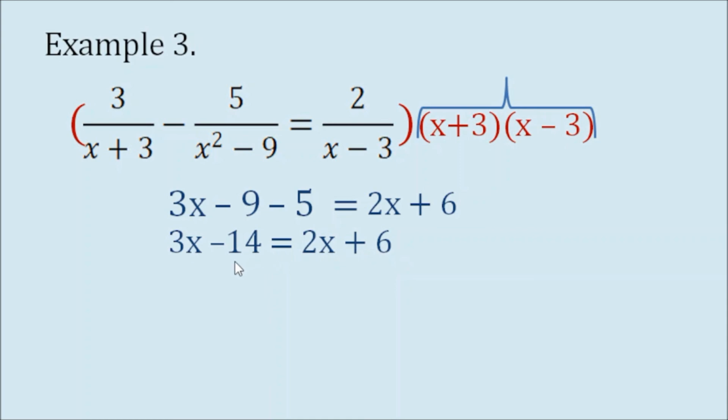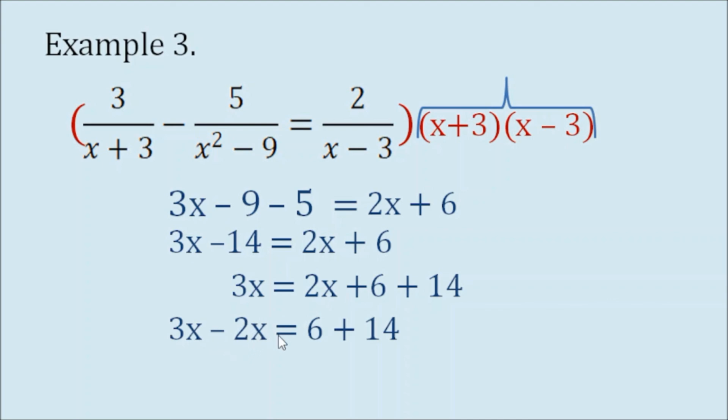Now we are going to add 14 on both sides of the equation. We have 3x equals 2x plus 6 plus 14. Then we are going to subtract 2x from both sides of the equation. We have 3x minus 2x equals 6 plus 14, and 3x minus 2x is just x, and 6 plus 14 is 20. So this means our solution is 20.